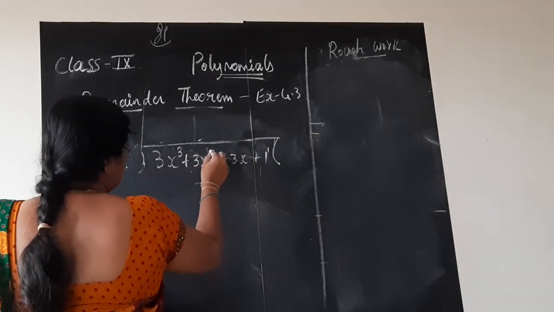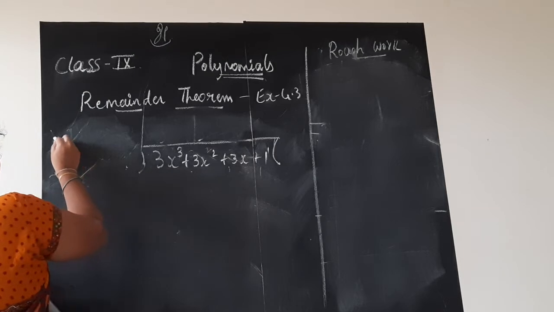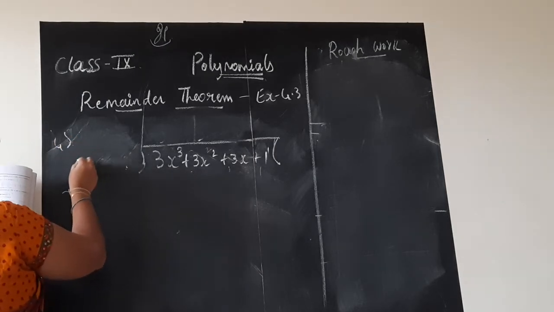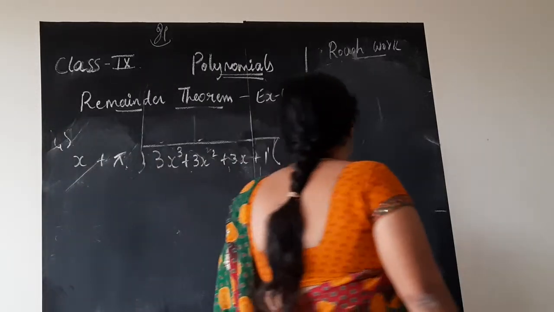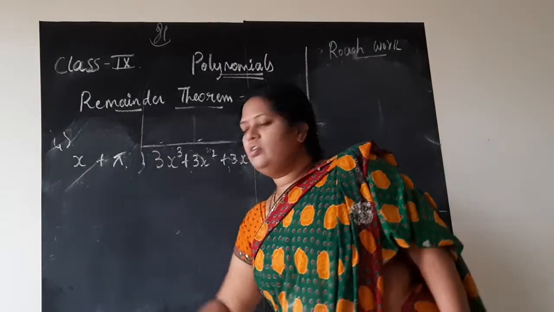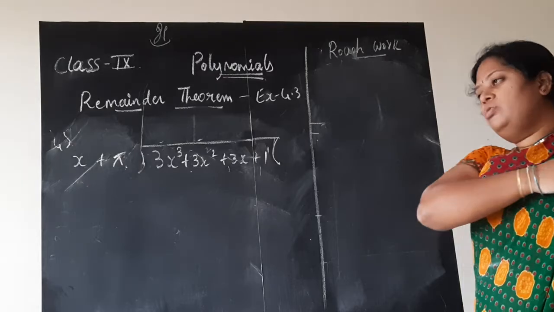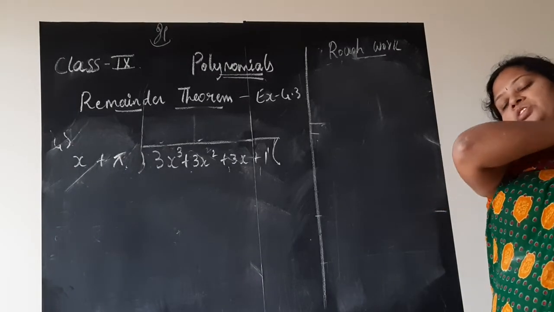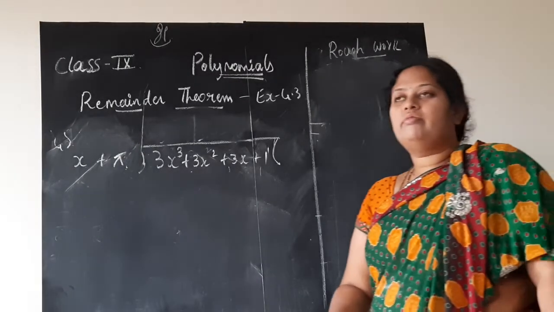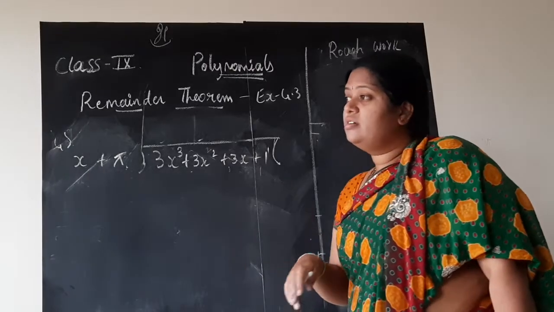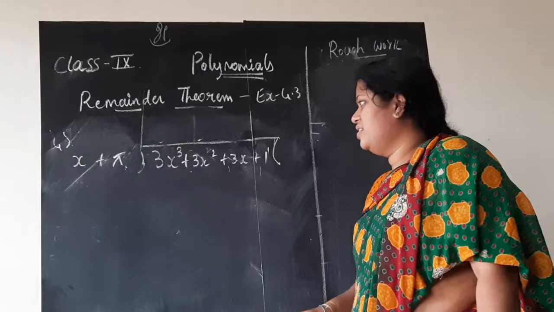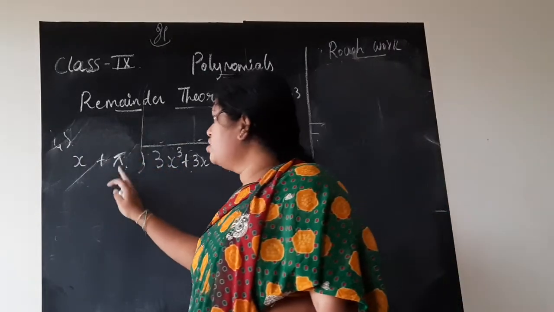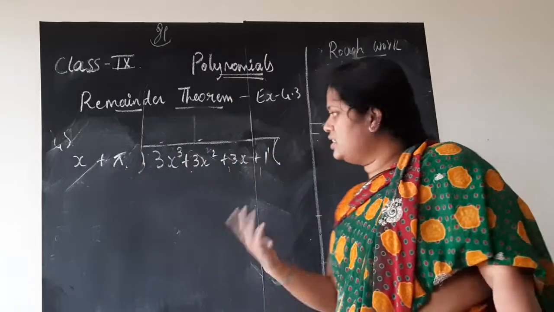x square plus 3x plus 1 has to be divided by x plus pi. Here we had half previously, like that only we have pi now, children. But throughout this problem, nowhere are we going to substitute the value of pi as 22 by 7 or 3.14. We are not going to substitute in place of pi, and we will keep pi as it is and simplify.